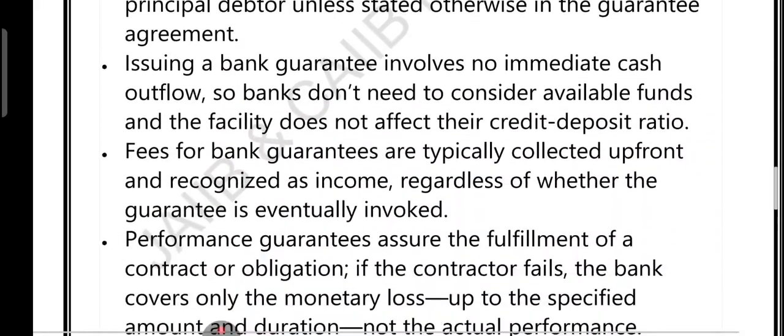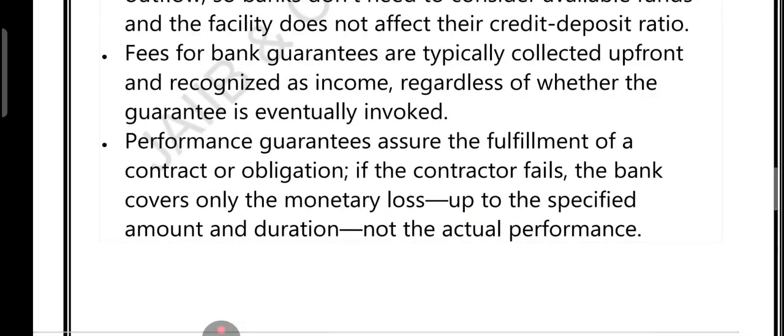Now there is something called PG. PG is called performance guarantee. It covers only monetary loss. If the contractor fails to meet the obligation, it covers only monetary loss. It does not guarantee actual work performance.